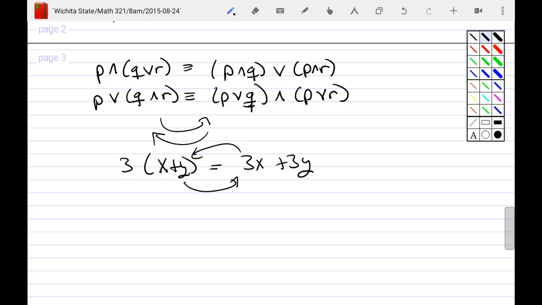But again, we still have picking one or the other. If you go from one to the other, you might call it distribution. If you go the other way, you might call it factoring.